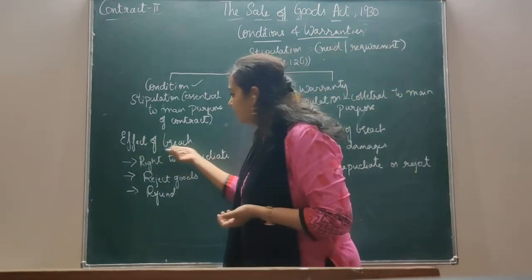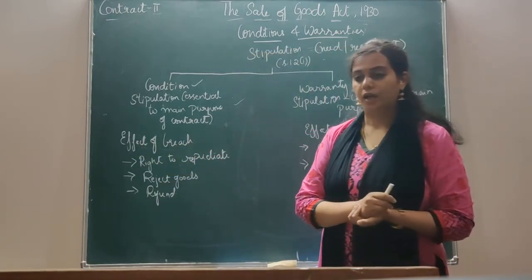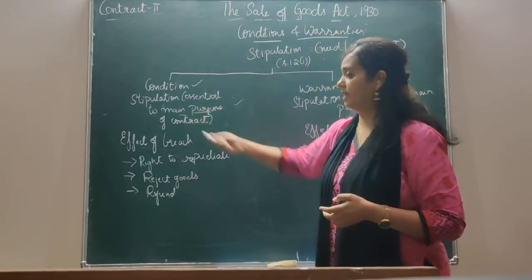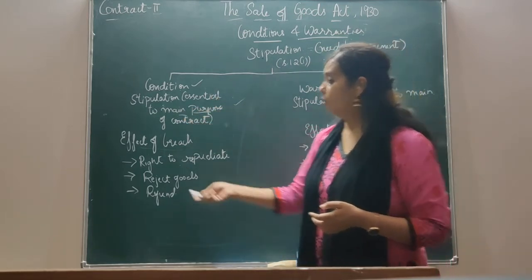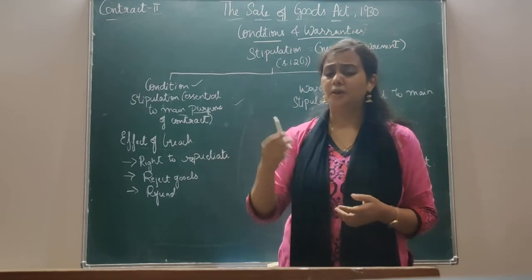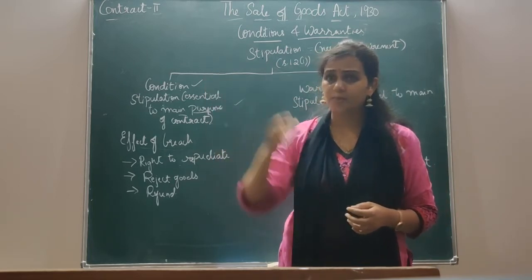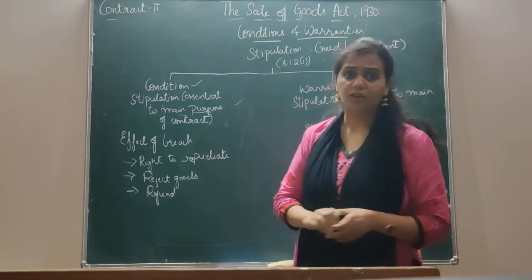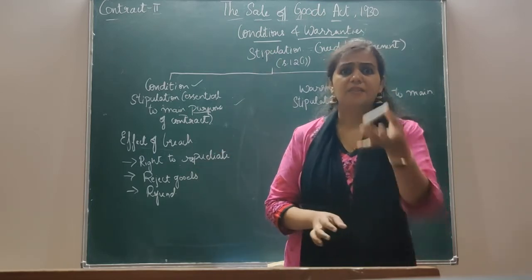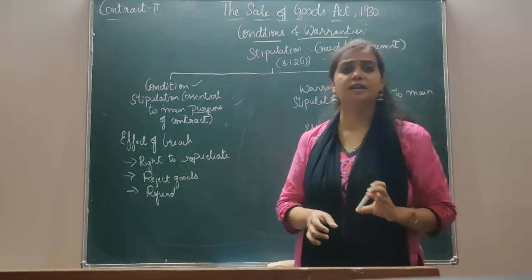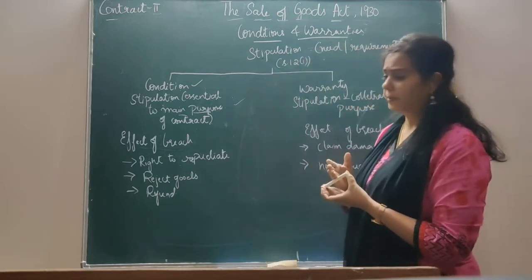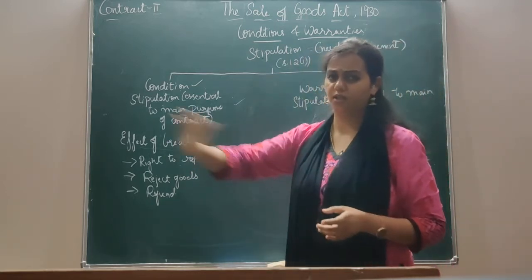So what are the effects of breach now? The effect of breach of the main purpose of the contract is, you can repudiate the contract. You can refuse it. You can say, no, I won't continue this contract because the very purpose of buying this product is not fulfilled. I have brought this chalk piece and it is not writing on the board properly. Then the very purpose of buying this is defeated, right? Why did I take this? That is why the main purpose is not fulfilled. Then you can repudiate. You can say, no, I don't want this.